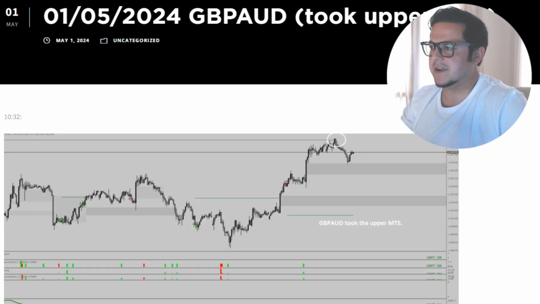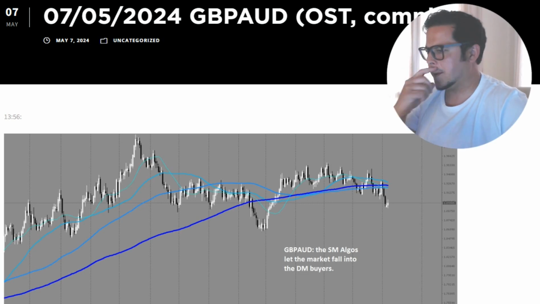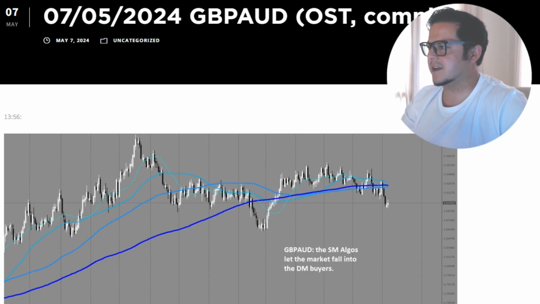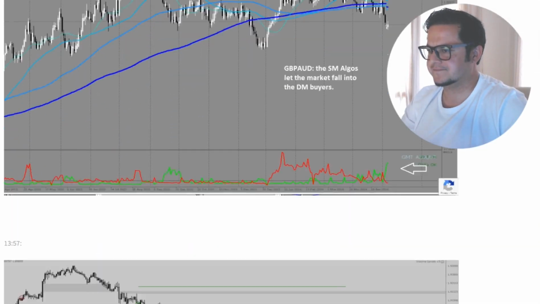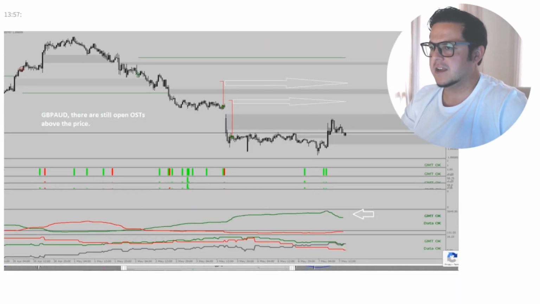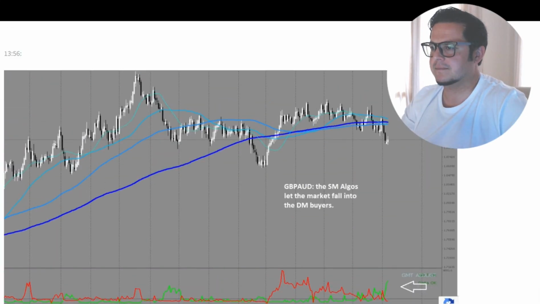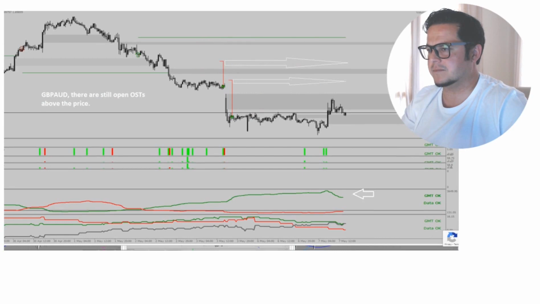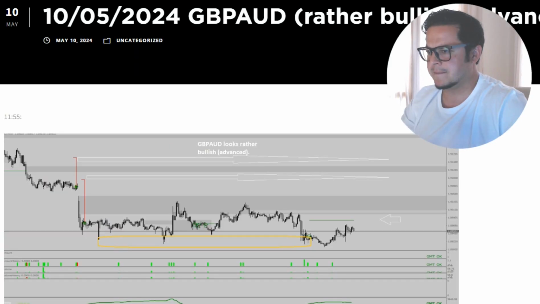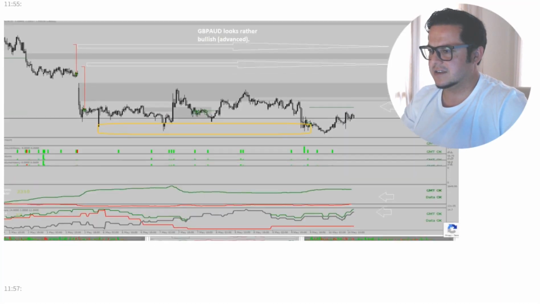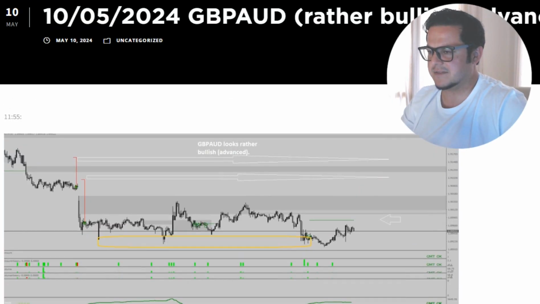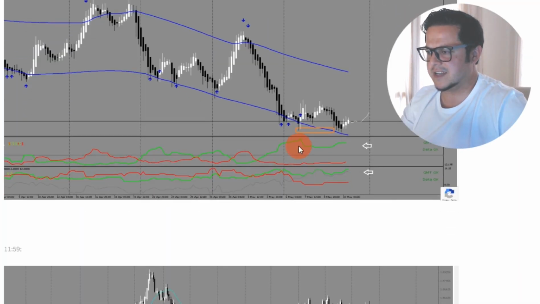Pound Aussie took the upper MTS on the 1st of May, and then did a similar thing like Euro Aussie. And then we had this beautiful scenario where we have 2 open option strike targets. This is something to watch next week, because look, the lows are cleared. There's an MTS above the price, and we have those option strike targets. If some shorties come in, they would like to fill that with some fall reversal energy.